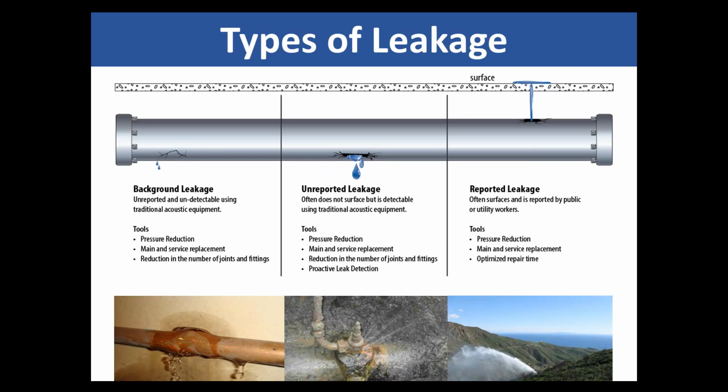So what do we do about background leakage? One of the most effective ways is to reduce your system pressure, because that's going to really drive down these little seeps and drips, because they start dripping slower, right? So those are the three components of our total leakage. And as you see, you have to go after them and intervene against them with different strategies.